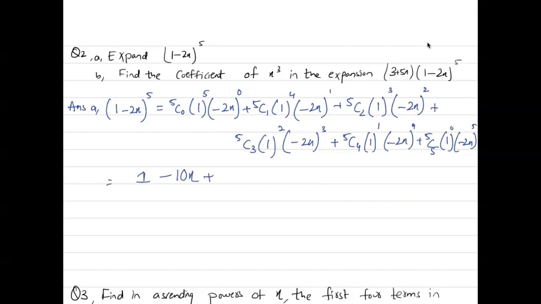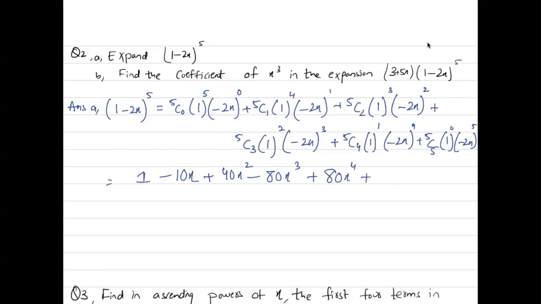And similarly, you can evaluate this. 5C2 is 10. 10 times 1 is 10, times minus 2 squared. The negative number squared is going to give you a positive value, times 4. That is 40x squared. Then you are going to observe that the next alternate terms are going to be negative. 5C3 into 2, minus 2 cubed, is going to be minus 80x cubed. 5C4 is 5. 5C4 times negative 2 to the power of 4 is 80, 80x to the power of 4.